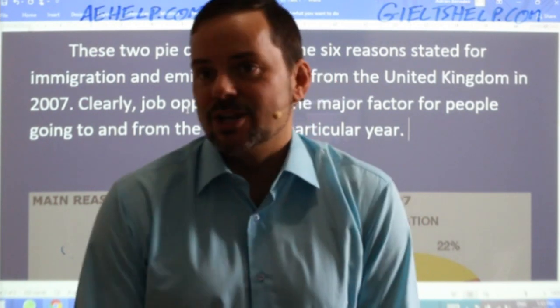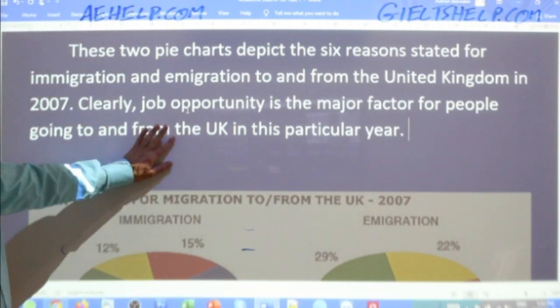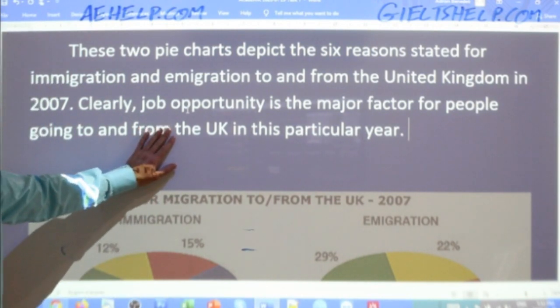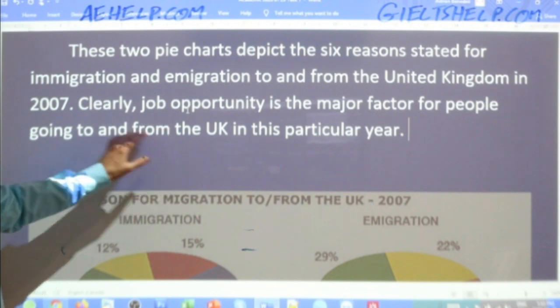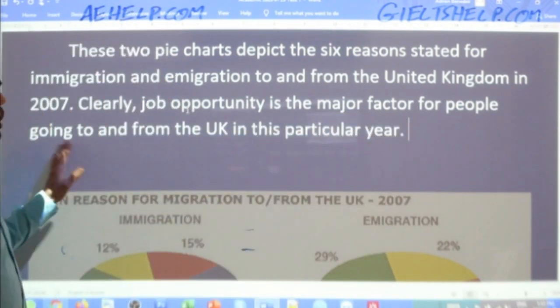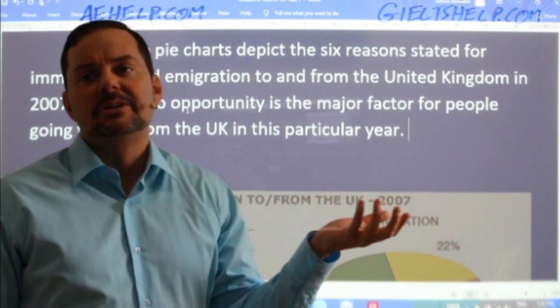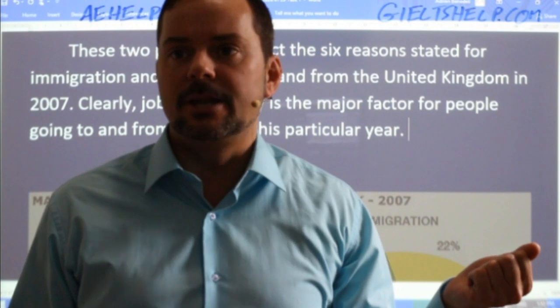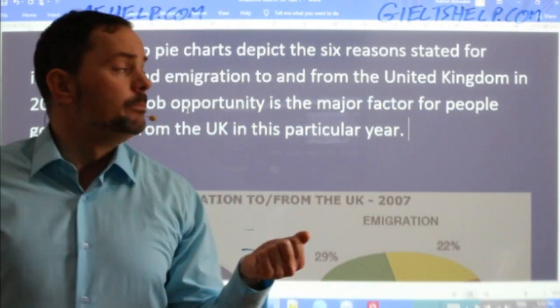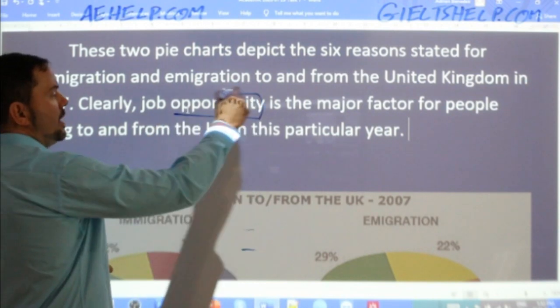I appreciate your kindness, Preeti and Yexton, but I would disagree. I think this is a band 7.5. Anybody know why? So why would "clearly, job opportunity is the major factor for people going to and from the UK in this particular year" be a band 7.5 at best? Anybody? Because I'm using the word opportunity. This is not clear writing, okay?